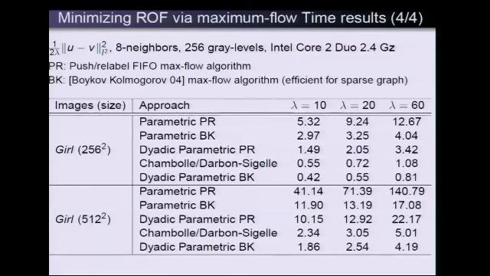I cannot prove anything in theory. In theory it could be n to the 3 or 1.5, depending on the max-flow algorithm you are using. In practice, you are much below, much below. It's almost linear.